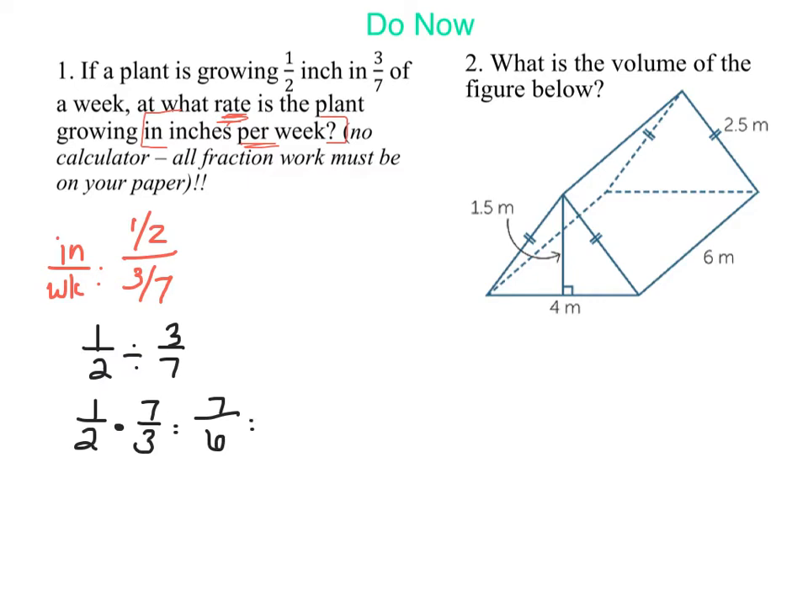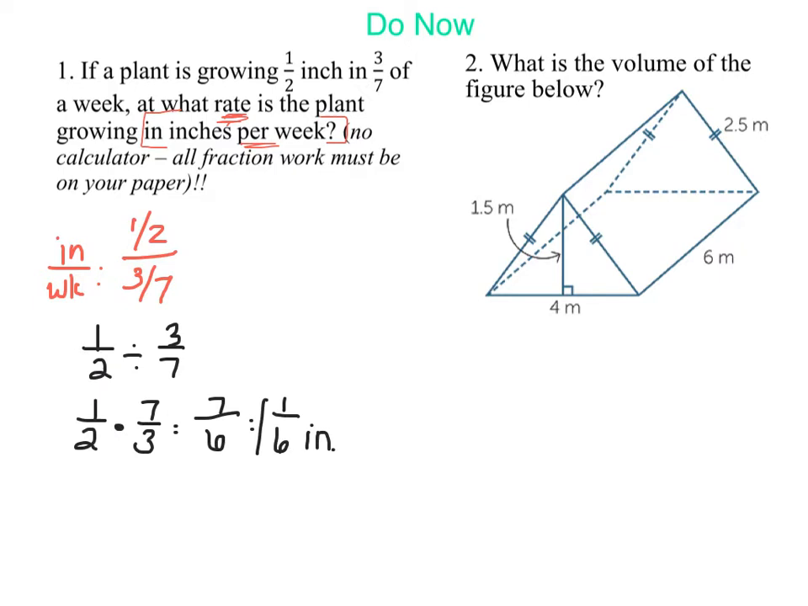If we're going to turn that back into a mixed number, we divide. So 6 goes into 7 one whole time. There would be 1 as a remainder, and 6 is still the denominator. So it grows 1 1/6 inches every single week. Always be sure that you are checking and correcting any mistakes.